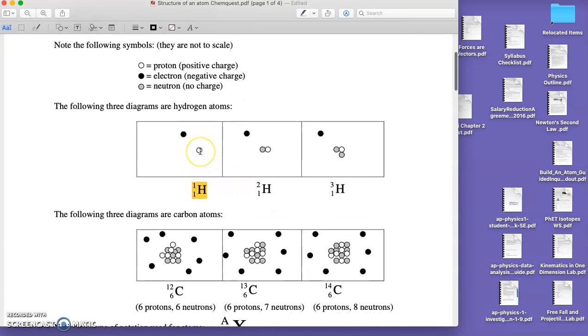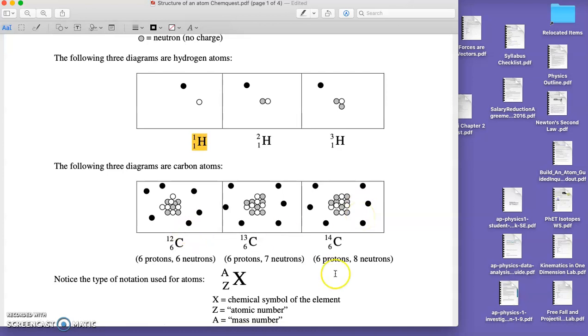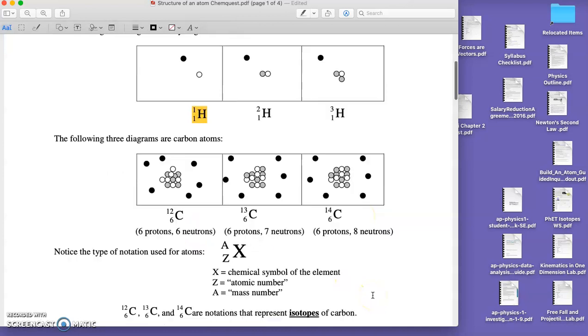So we got this first hydrogen here, and you have one proton, one electron. This hydrogen here, you have one proton, one neutron, one electron. And here you have one proton, two neutrons, one electron, and so forth. And you can read the rest of this and count them as you go, and we'll come back to those.